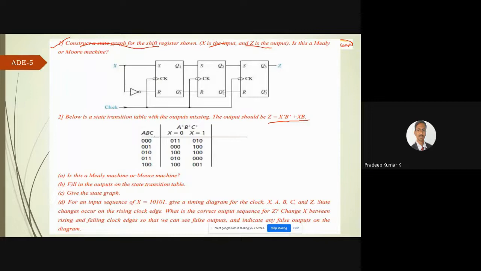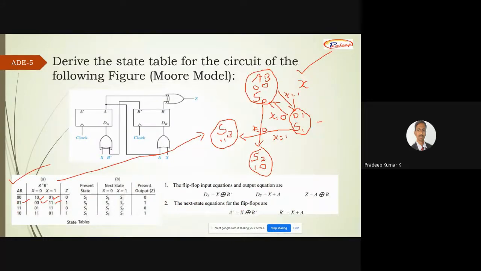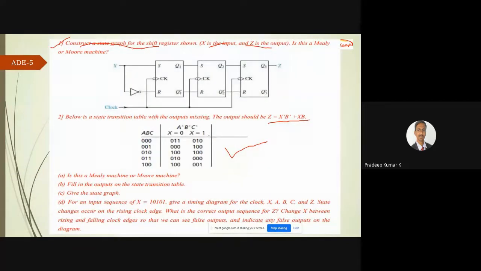What happens to the state transition graph? How can the state transition graph be drawn for three inputs? Now I need to have totally three inputs, A, B, C. In the similar way as I used this particular state transition graph, you can write it out. You have to decide whether this is a Mealy machine or a Moore machine, then fill the outputs in the state table and give the state graph. This is what you have to provide.